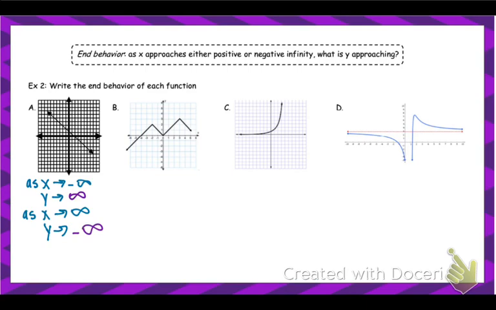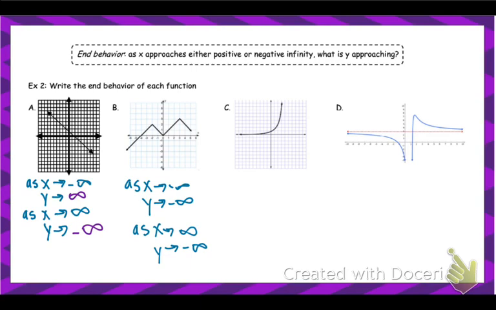All right, let's look at the next one. Again, we're going to write two statements. As x approaches negative infinity, so the left of my graph, as your x's get smaller and smaller, your y's are getting smaller and smaller. They're approaching negative infinity. As x approaches positive infinity, those x's are getting bigger, and you can see that those y's are getting smaller. Those y's are approaching negative infinity as well.